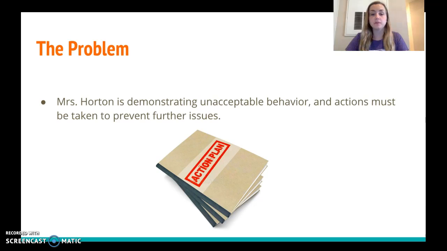The problem in this case is that Mrs. Horton is acting very inappropriately. Her behavior is unacceptable and unprofessional, and her actions need to be addressed by the principal and Mrs. Horton in order to prevent further issues in the future.